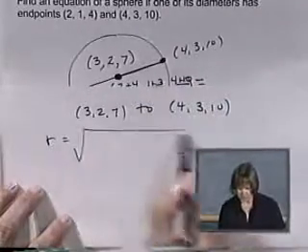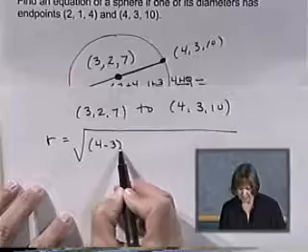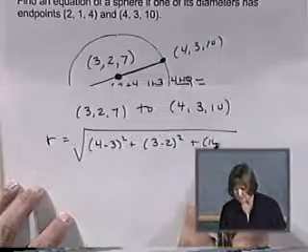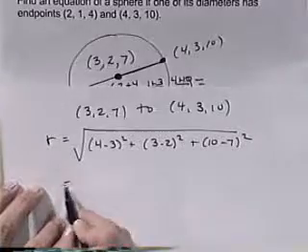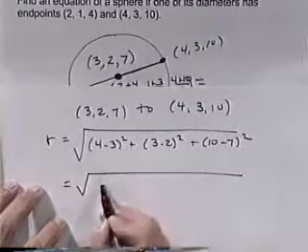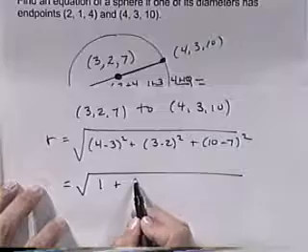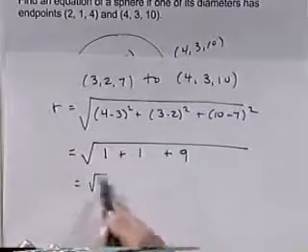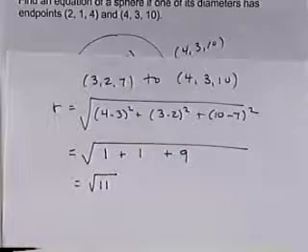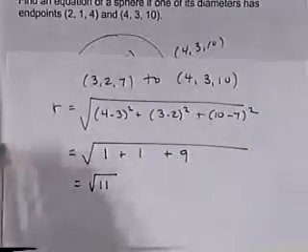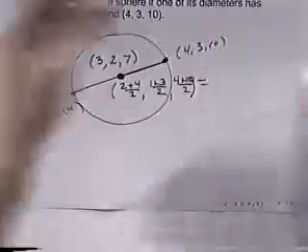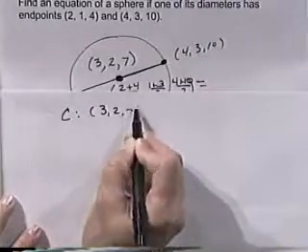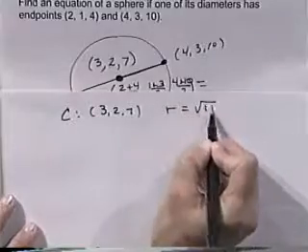So my radius is going to be the square root of (4 minus 3) squared plus (3 minus 2) squared plus (10 minus 7) squared, which is the square root of: 4 minus 3 is 1, squared gives me 1; 3 minus 2 is 1, squared gives me 1; 10 minus 7 is 3, squared gives me 9. So I have the square root of 11. So this particular circle has a center of 3, 2, 7, and a radius of root 11.